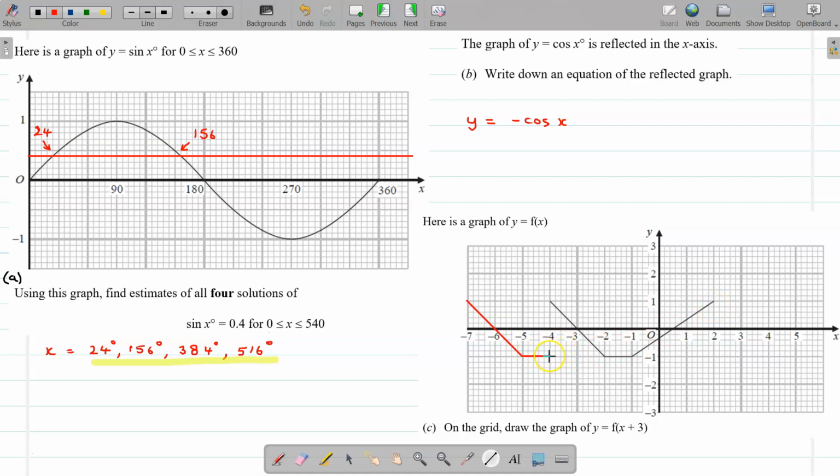It's going along 3 and up 2. So let's make sure we get that right. So it's starting here and it's going along 1, 2, 3 and up 2 to there. Okay, so that's the required answer. Okay, and that's the end of that question.